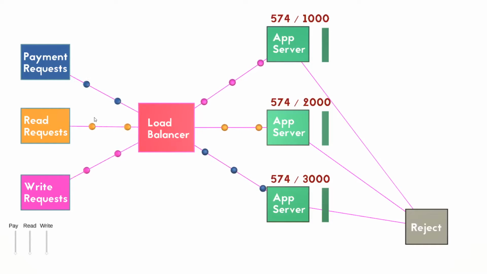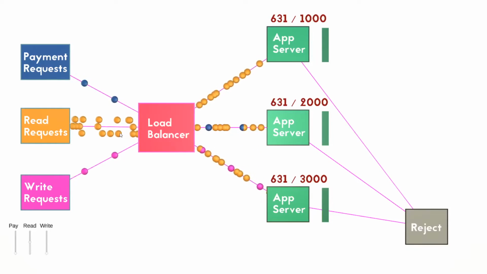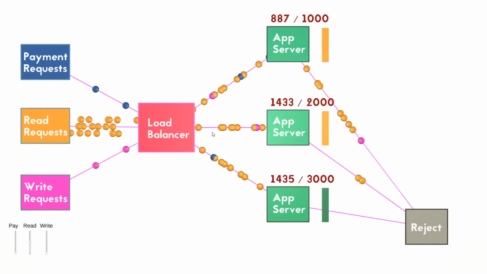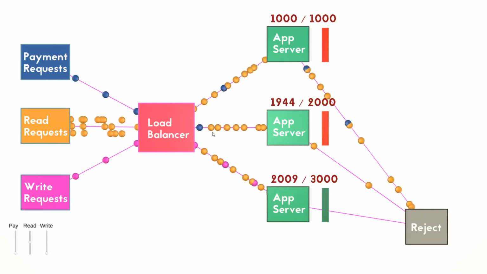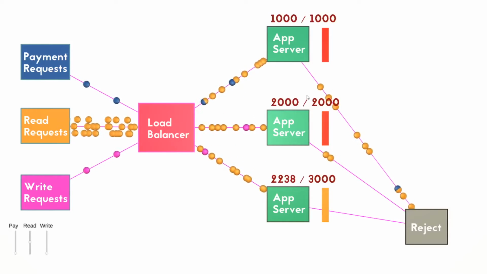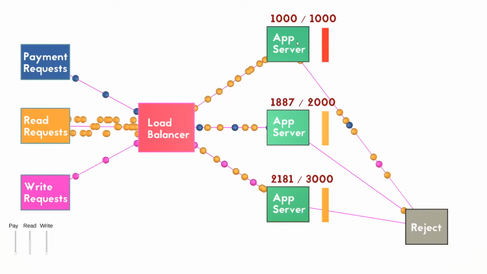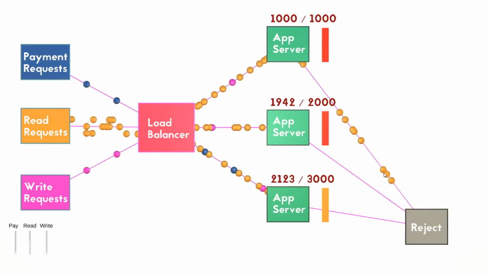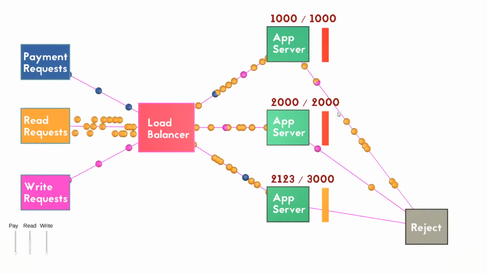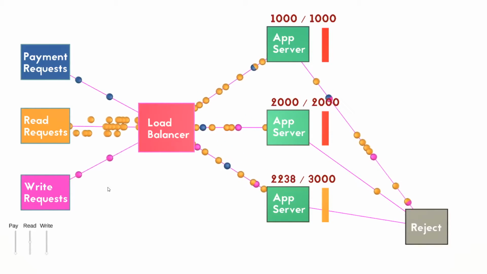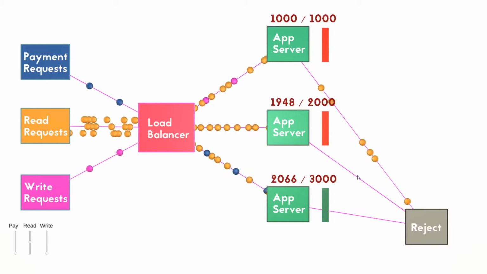So in this system, if say at a particular point there is a peak in visitors and the number of read requests spikes by a lot. You see the orange balls over here, these are the read requests, and they have now started to swamp all the servers and hence causing a lot of rejects. But the interesting point here is that in the rejections, we don't just have the read requests, we also have the payment requests as well as the write requests getting rejected.